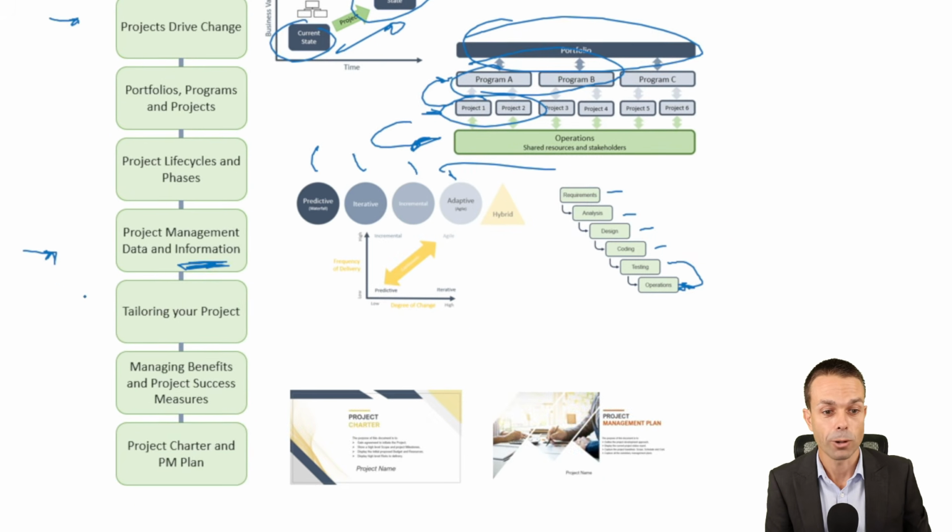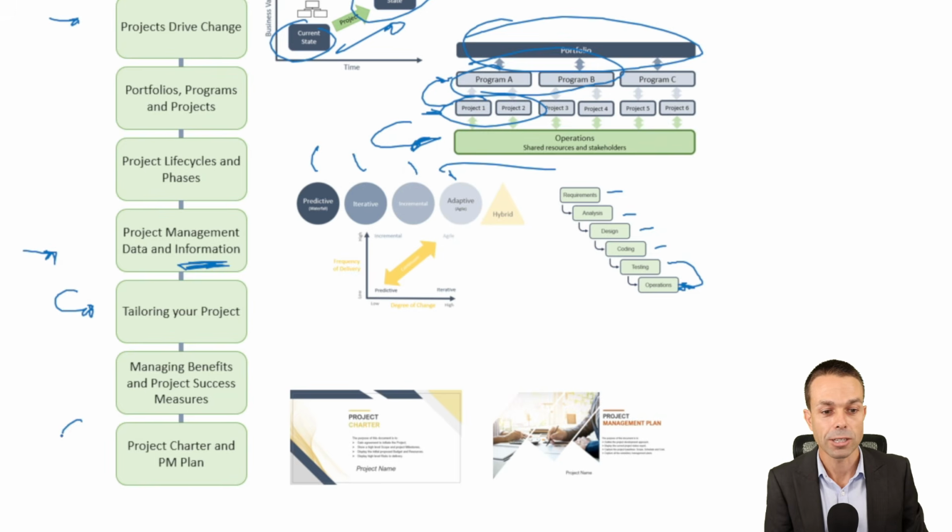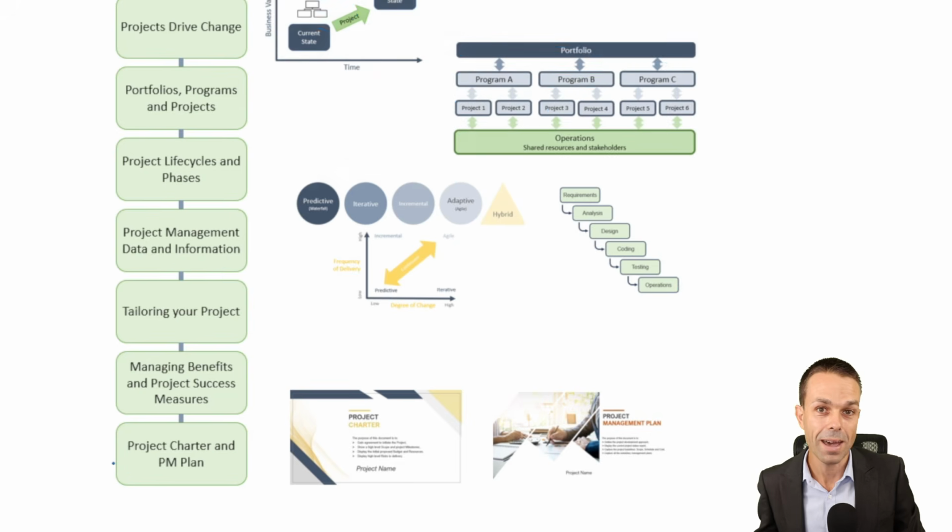We want to tailor our project. Tailoring the project is very important because each project will be a little bit different. Managing benefits and project success measures, we want to start with the end in mind. So we really want to have an idea of where the project is going and the value that we're delivering. And we have a project charter to kick off our project and a project management plan to manage the project as we go along.